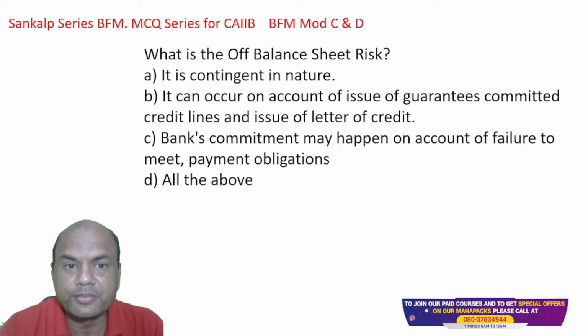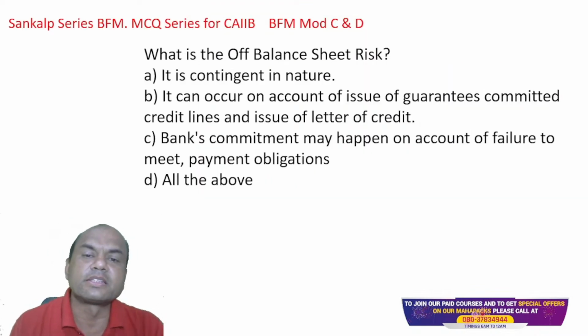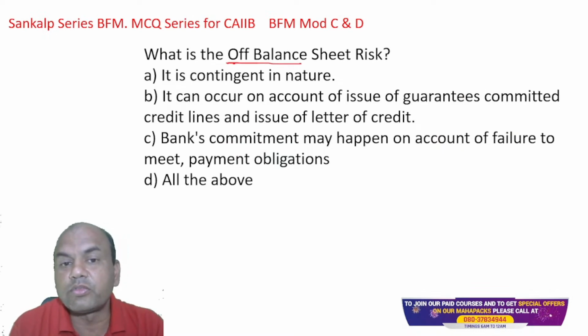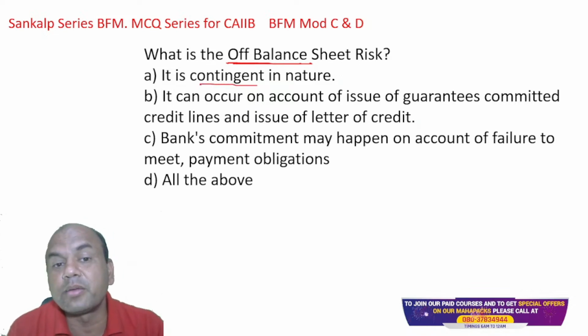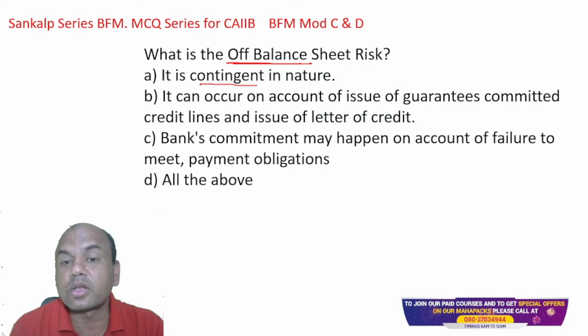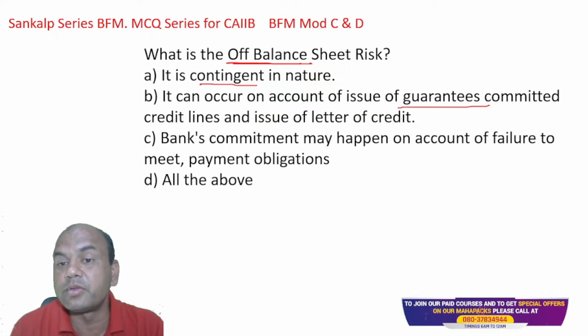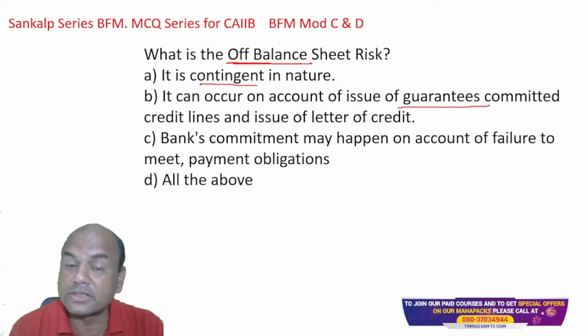Okay. What is off balance sheet risk? Off balance sheet means outside the balance sheet. It is contingent in nature. Contingent means it is not for the present, but it may come in future. It can occur on account of issue of guarantees. Guarantees are again contingent, they come in future. The bank's commitment may arise on account of failure to meet the payment obligation. That can also be possible.